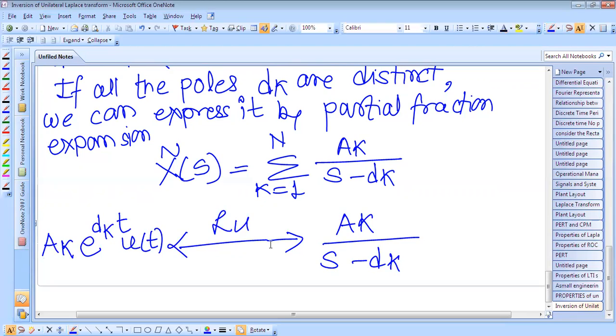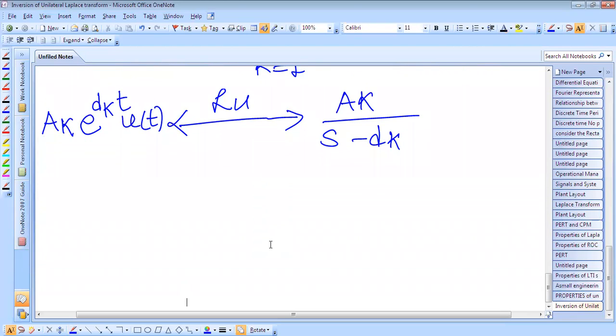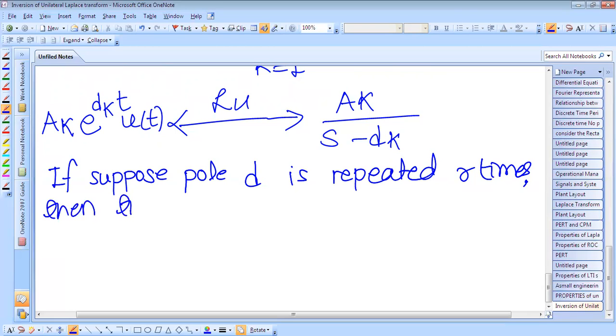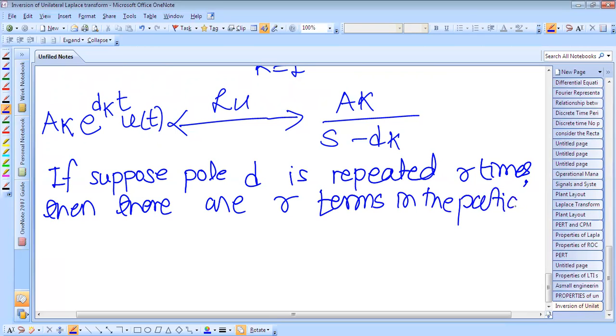Now suppose a pole d is repeated r times, then there are r terms in the partial fraction expansion.